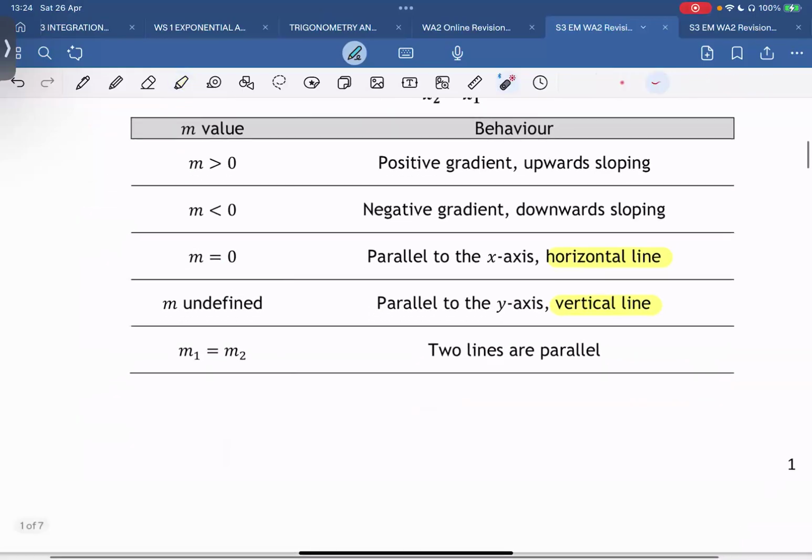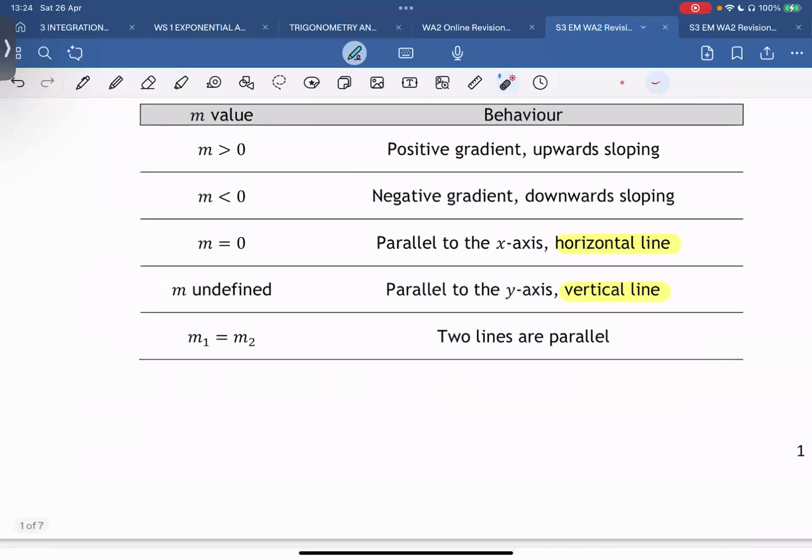And finally, if we have two lines with the same gradient, it just means that the two lines are parallel.